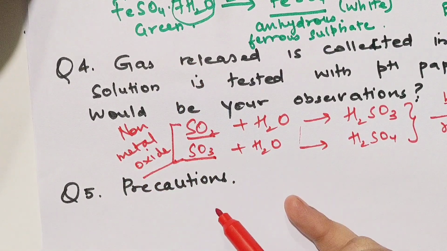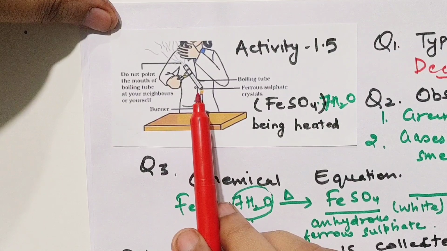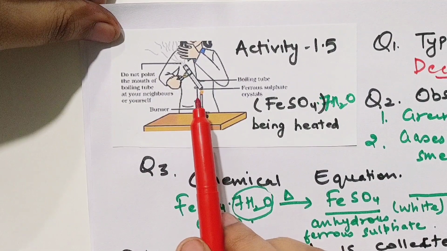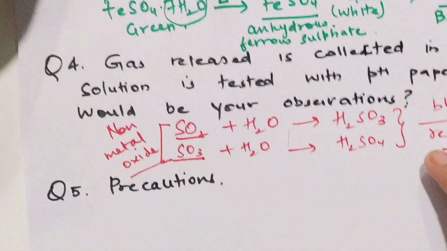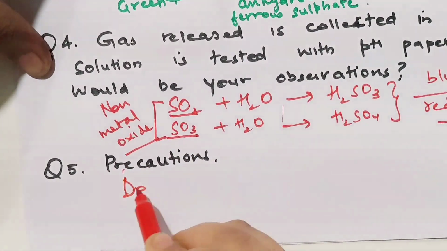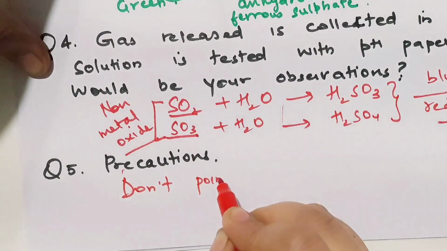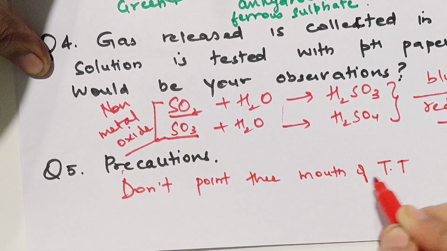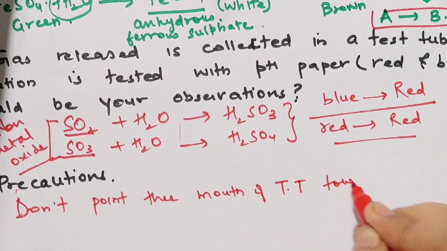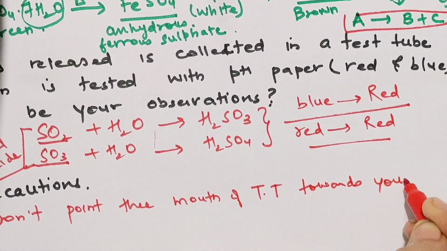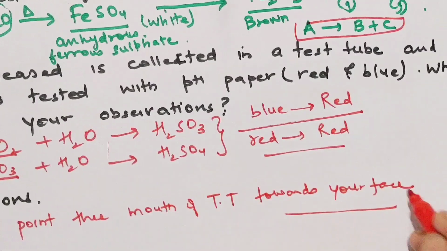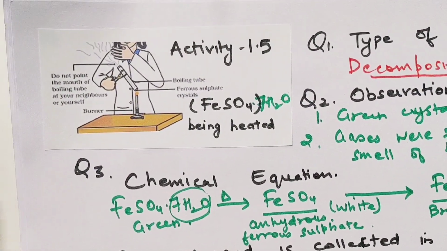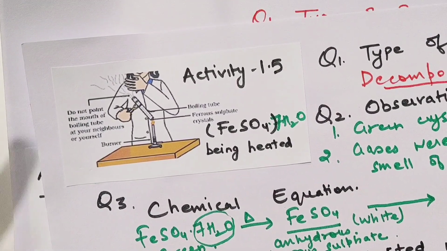Now, there are precautions here as well. Whenever you are heating something in a test tube, you have to always make sure that you don't point the test tube towards your face or anybody else's face. So the obvious precaution is: don't point the mouth of the test tube (TT stands for test tube) towards your face or anybody else's face. You can expand on that, right? So this was activity 1.5. I've asked all possible questions from this activity. Let's now move on to the next one.